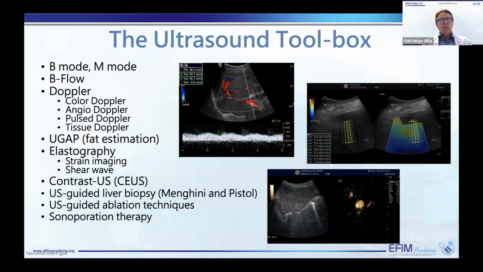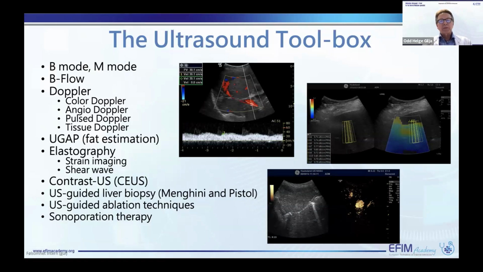However, the ultrasound toolbox is really a great thing. Ultrasound is no longer only a B mode of gray values. We have a lot of other opportunities in our fantastic toolbox. We can use B-flow, we can use Doppler, and there are now several Doppler methods around: color Doppler, angio-Doppler, pulsed Doppler, and even tissue Doppler to estimate how the tissues move during physiology and pathophysiology.